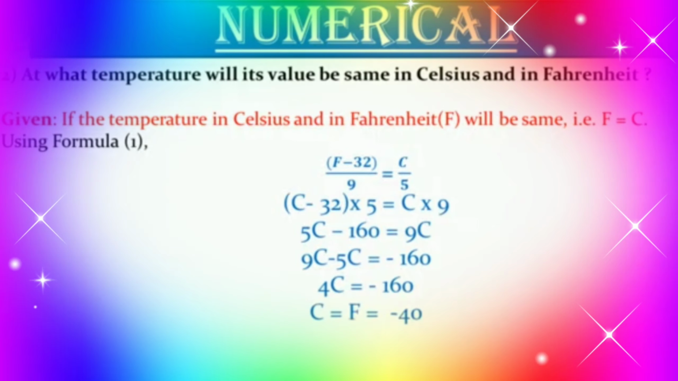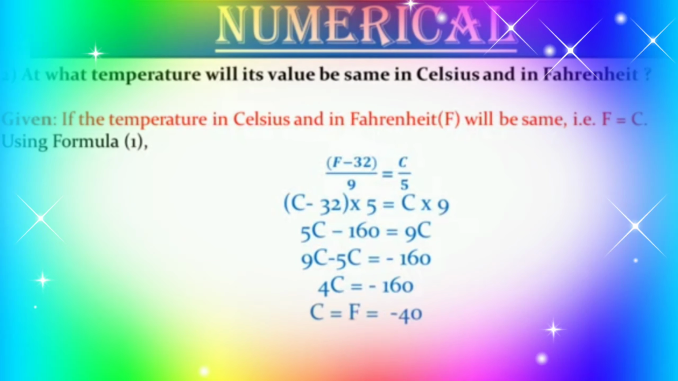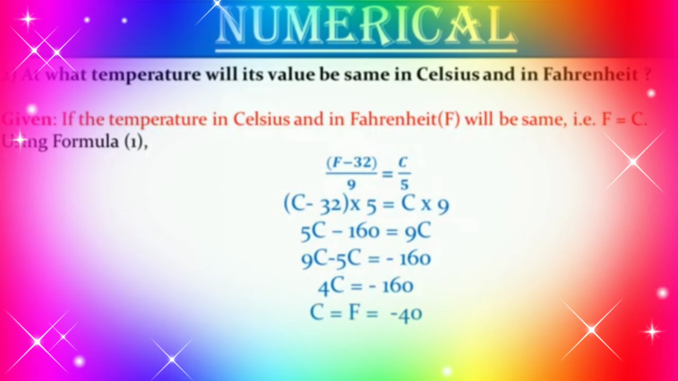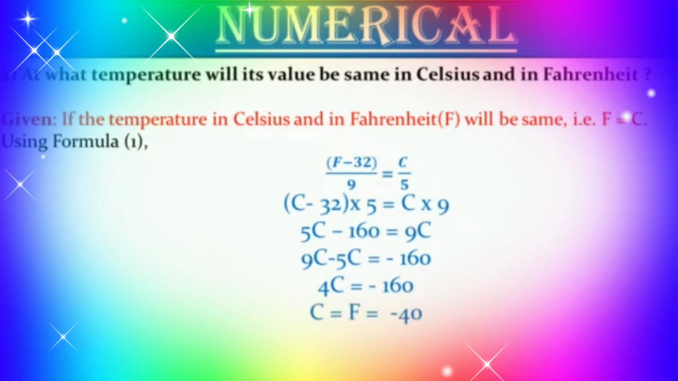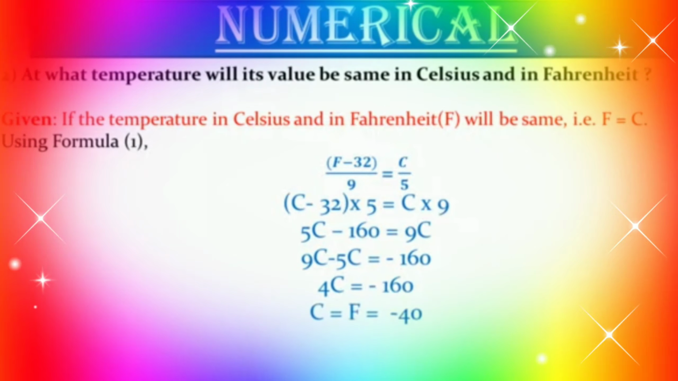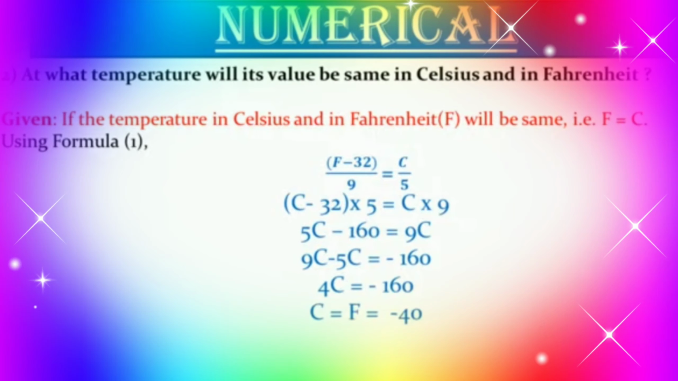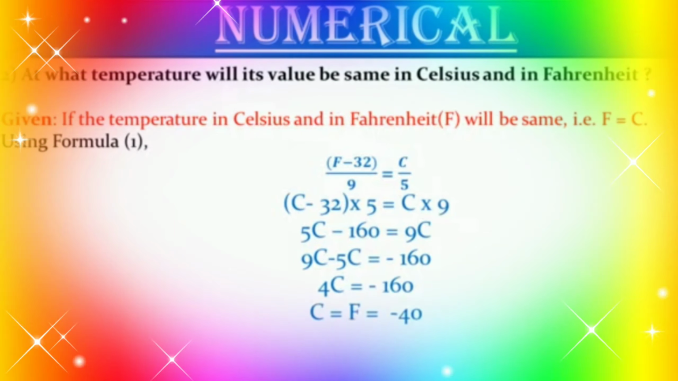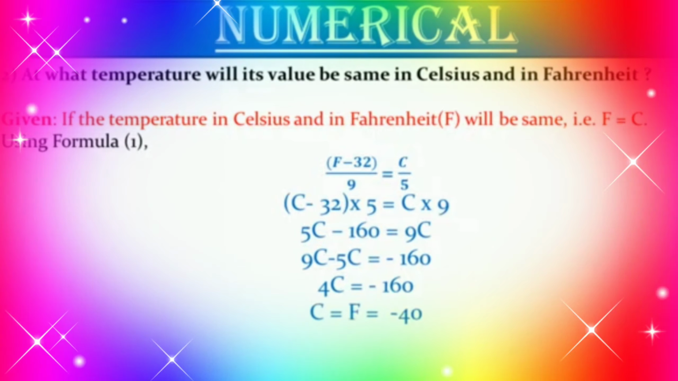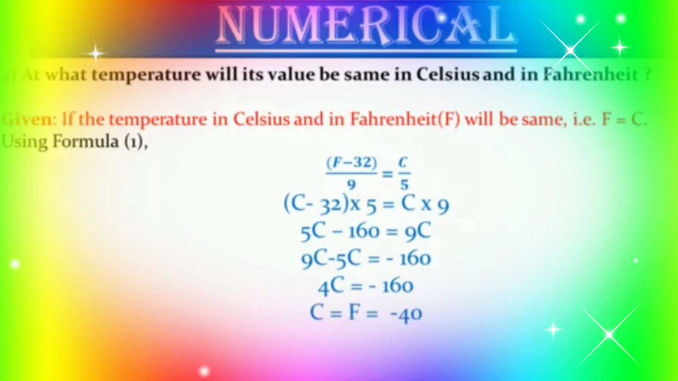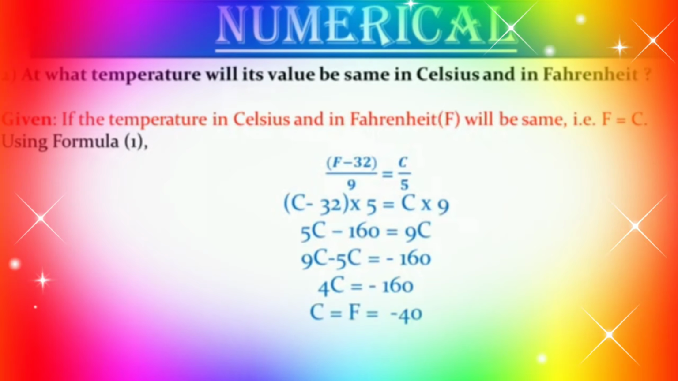C minus 32 upon 9 is equal to C upon 5. So when we will do the cross multiplication, we will get C minus 32 into 5 is equal to C into 9. Always remember students, when we are writing C, it means it is a Celsius. So 5C minus 160 equal to 9C. So when we will do the subtraction, we will get 4C is equal to minus 160. So C is equal to F is equal to minus 40. Means the temperature in Celsius and in Fahrenheit will be the same, that is at minus 40 degrees Celsius.